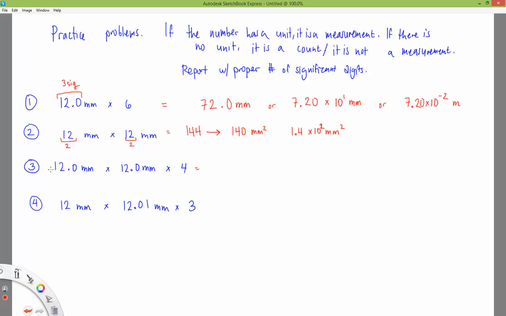Okay, what do we have here? We have 3 significant and 3 significant. So we punch this into our calculator, we get 144 times 4, which is 576. And so that's okay, right? 576 square millimeters, or 5.76 times 10 to the 2 millimeters squared. Have I lost anyone yet? Not yet. Okay.